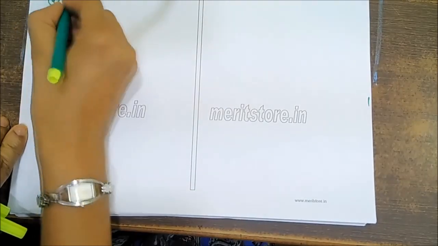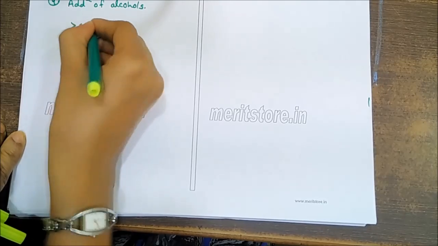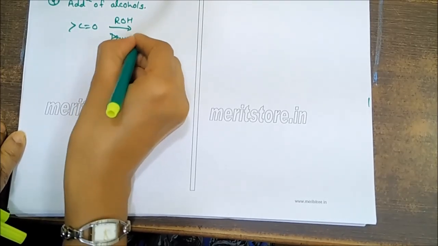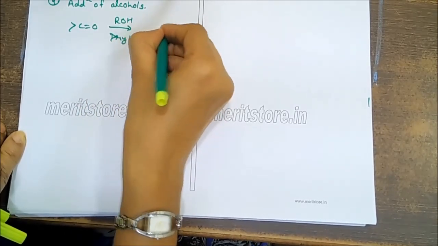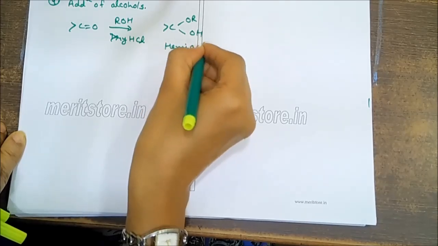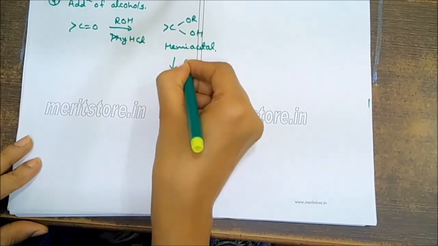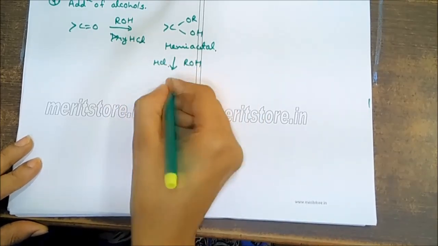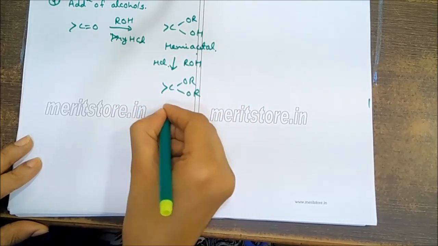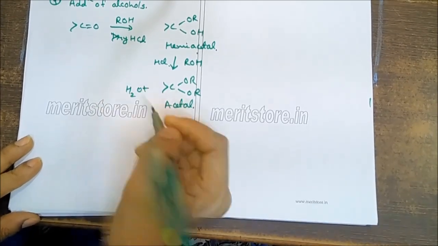Next reaction is addition of alcohols. When we react carbonyl group with the alcohol in presence of dry HCl, it will make hemiacetal. But this reaction does not stop here only. It will react further. It will take another molecule of alcohol and make ketals, acetals. This is hemiacetal and this is acetal. And the byproduct is water.